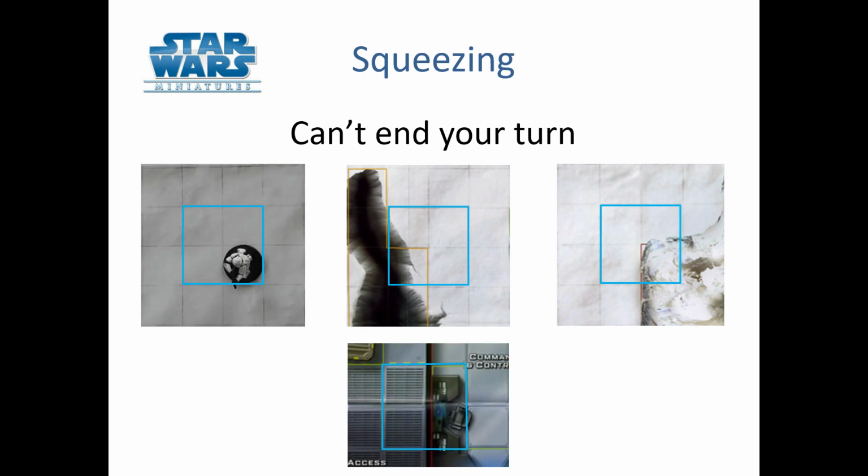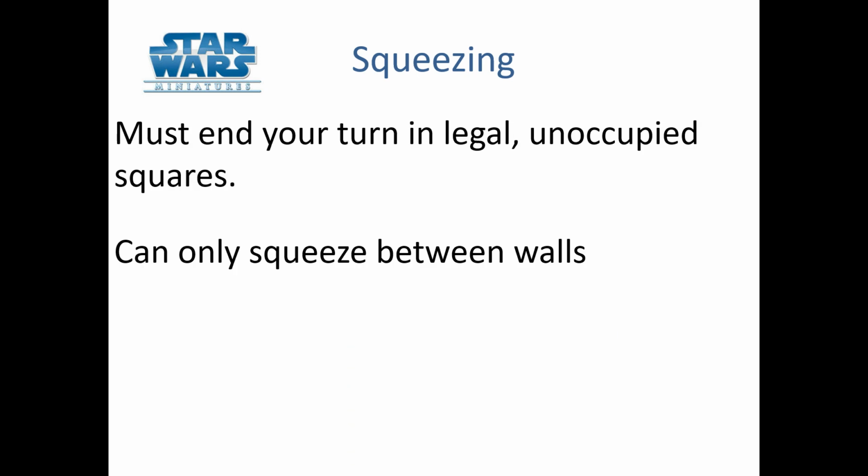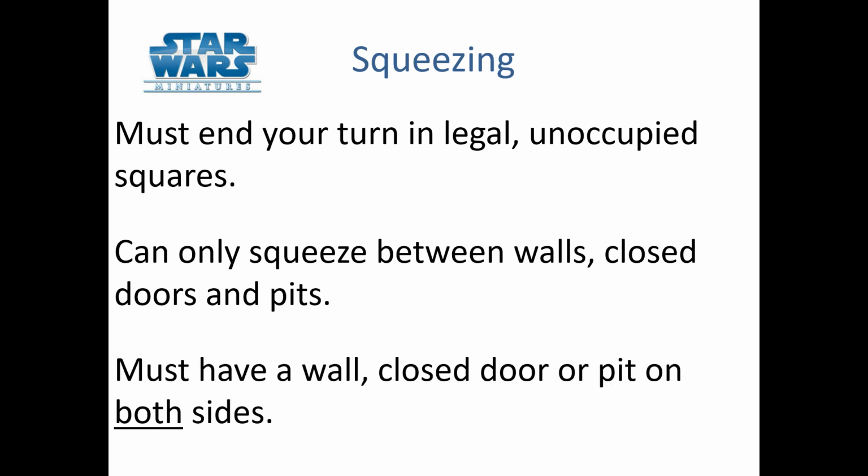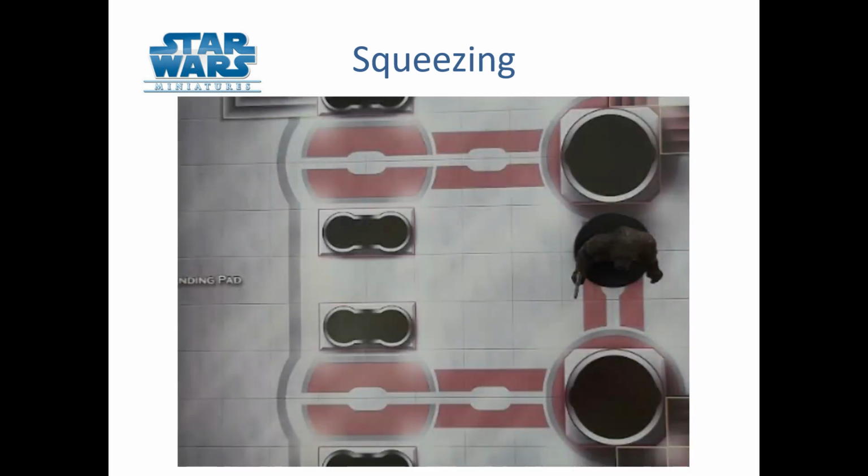The second restriction is that characters can only squeeze between 3 types of map features. They are walls, closed doors, and pits. And lastly, there must be a wall, a closed door, or a pit on both sides of the squares they are squeezing through. Characters can't squeeze between enemy characters, low objects, rough terrain, or just so they can avoid granting an attack of opportunity. Let's look at a couple of examples of squeezing.